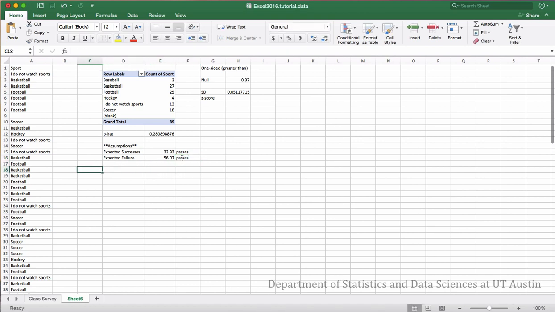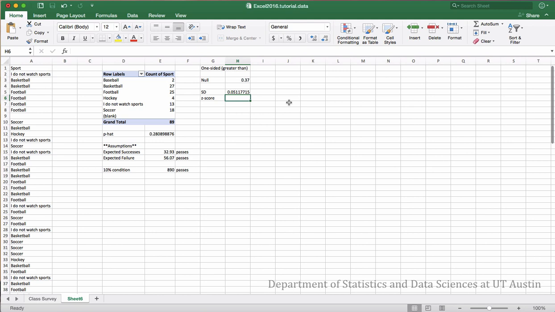The other assumption we need to check is the 10% condition. The 10% condition basically says that we are not taking too large of a sample. So we want our total population to be larger than 10 times our sample size. If I take my sample size of 89 and multiply it by 10, our population of interest, which is all individuals that watch sports, should be larger than 890, which it is. There are more than 890 people that watch sports. So now we can go and calculate our z-score.